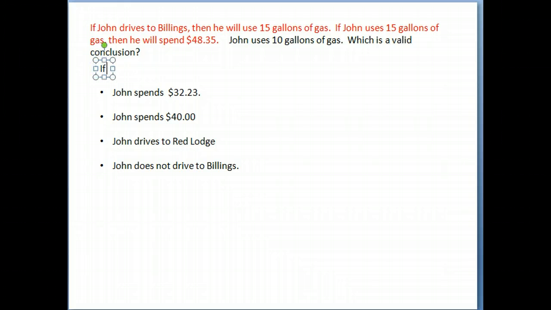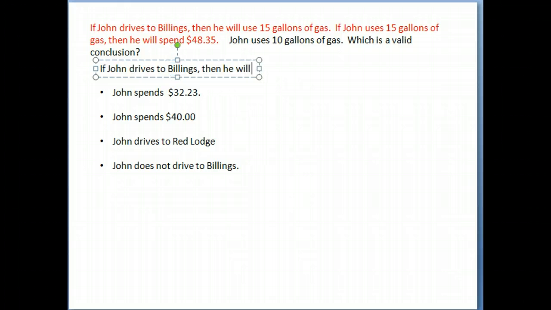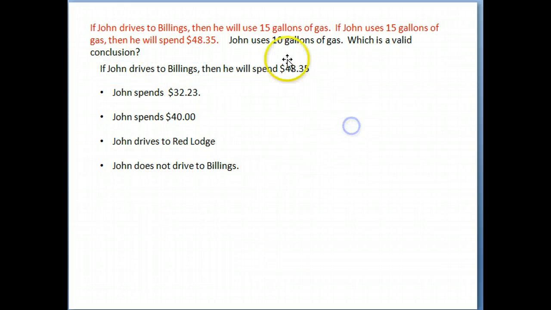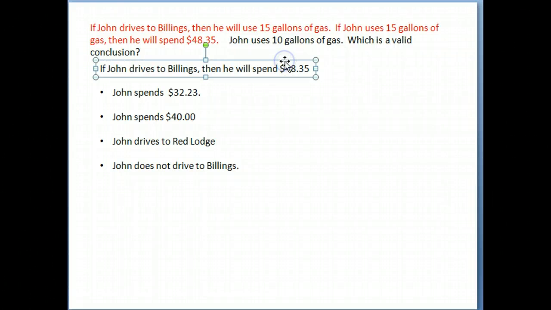So our if John drives to Billings, then what? What happens? He will spend $48.35. Okay, so this is our conclusion. This is what we know using the law of syllogism. If he drives to Billings, he's going to spend $48.35.